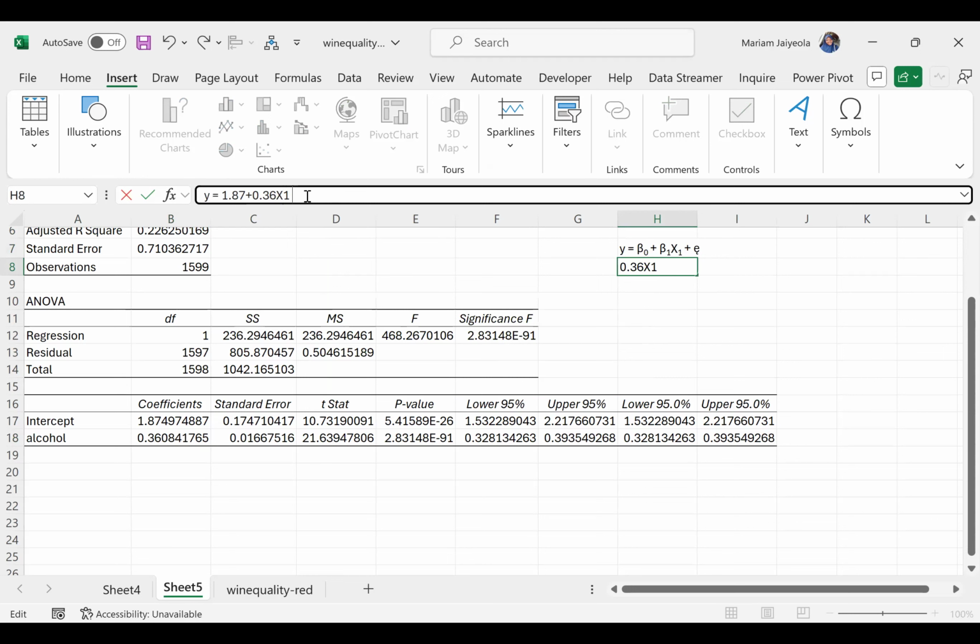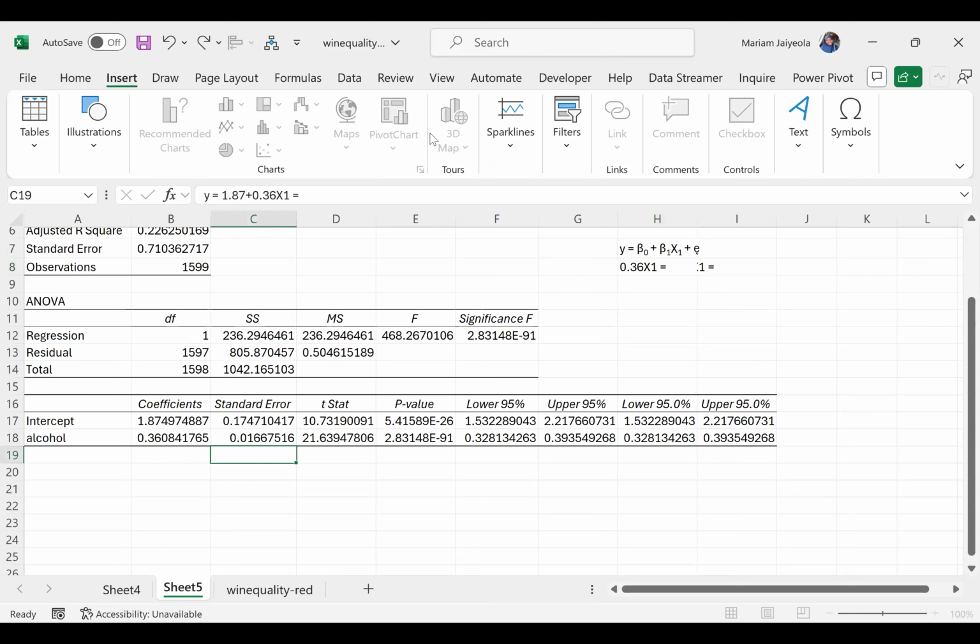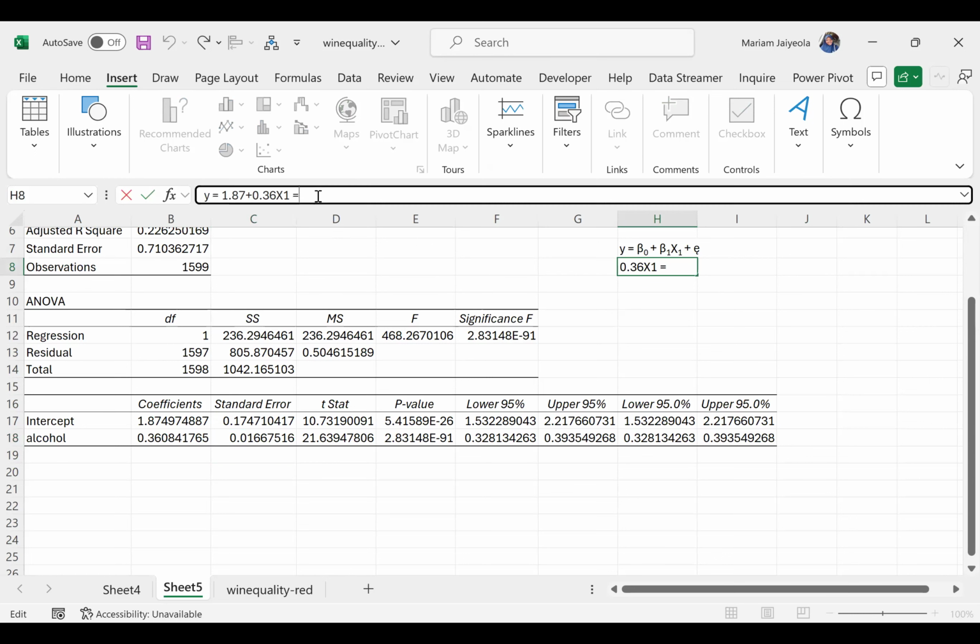Then the error term, that's the standard error of this estimate, 0.16, 0.0017 or so, plus or minus.